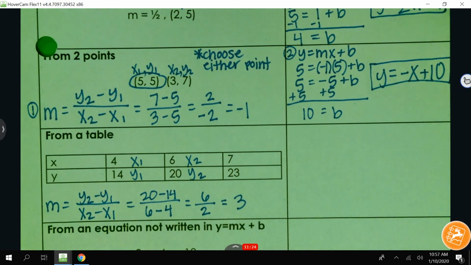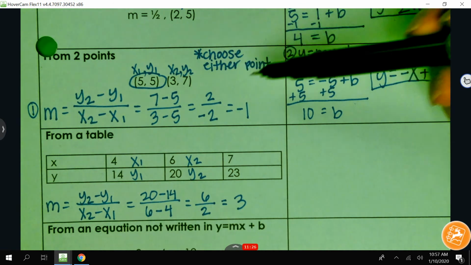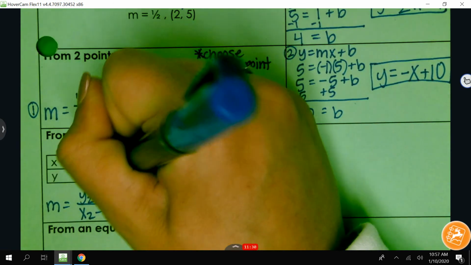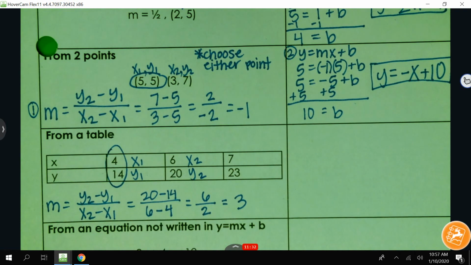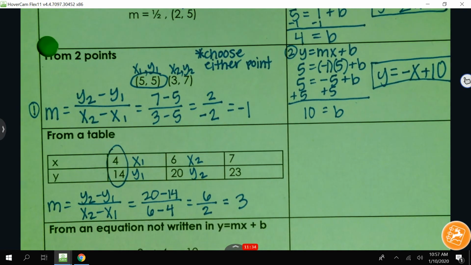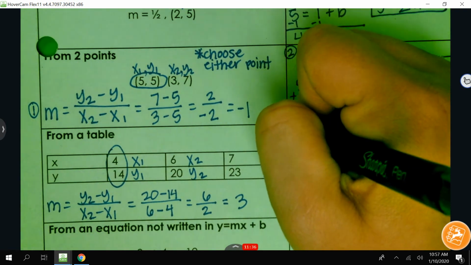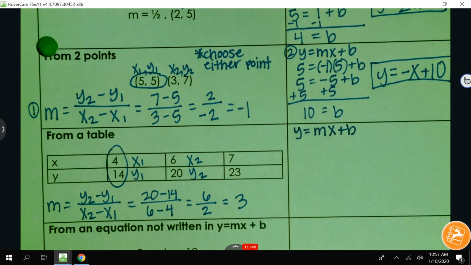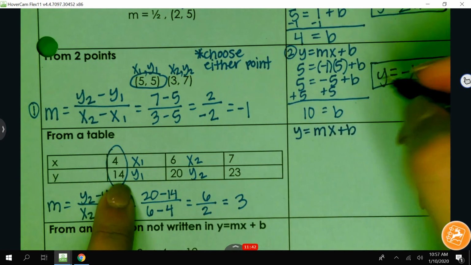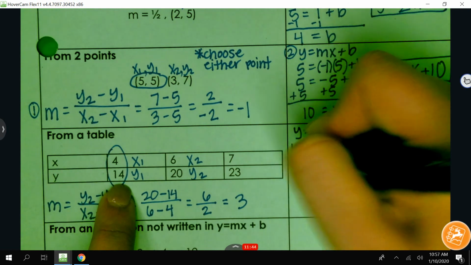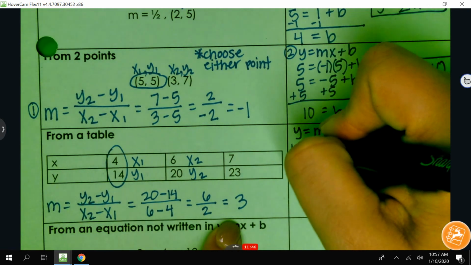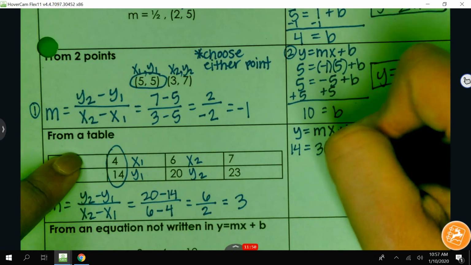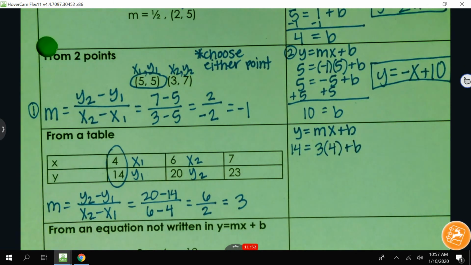Alright, and now, just like what we did up here, we choose one of the points. So I'm just going to choose this first one again. So I'm going to choose (4, 14). And I'm going to plug them into my slope-intercept form. So my y is 14. My m is 3. My x is 4. And then I'm trying to find out what b is.